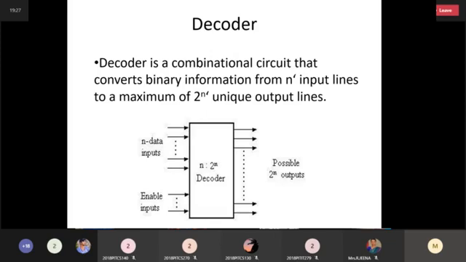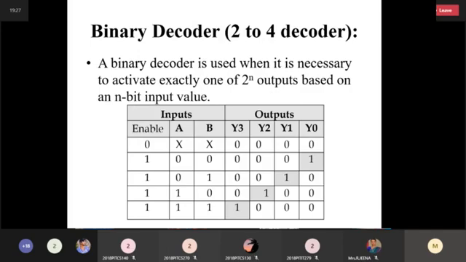In this 2 to 4 decoder, we are giving 2 input lines and it will give 4 output lines. This enable bit is there. What are the inputs? 2 inputs, A and B, and another one is the enable input. If the enable input is 0, there are no possible outputs. So Y0 is 0, Y1 is 0, Y2 is 0, and Y3 is 0. There is no possible output.